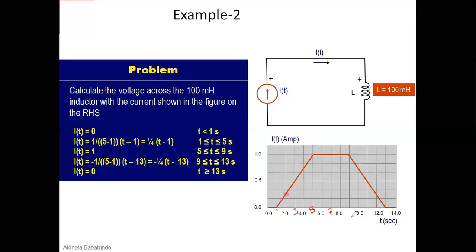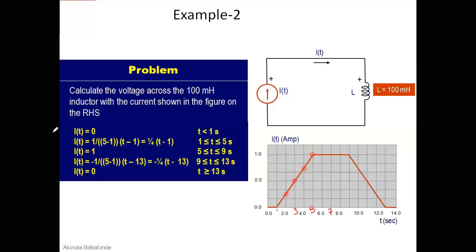Can you see that? Also, if you decide to say, okay, what if time is 3? You have 3 minus 1. 3 minus 1 gives us 2. 2 times 1 over 4 will give us 1 over 2. 1 over 2 is 0.5. So at 3, you can see that our current will be 0.5. At 4, our current will be 0.75 if you put that in here. And then at 5, because it's less than or equal to 5, our current will be equal to 1. So you can just easily connect all the dots, and then you have a straight line from time equal to 1 to time equal to 5. You can see we have this straight line here.